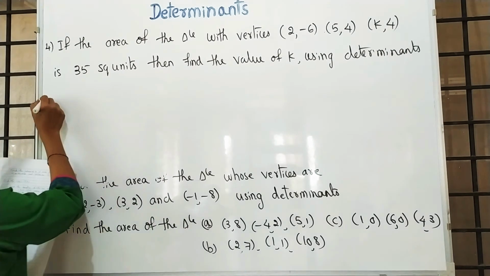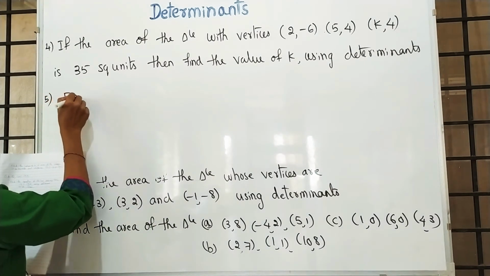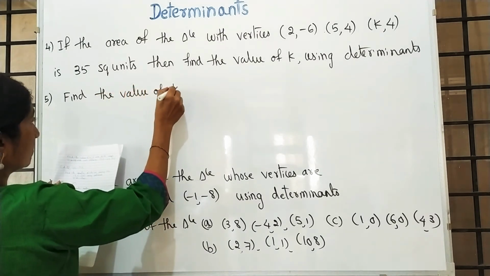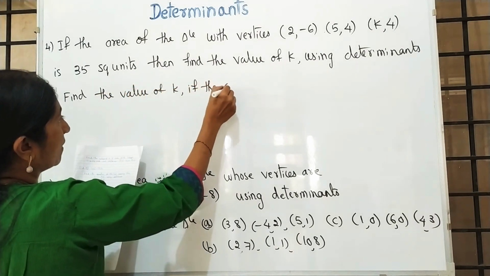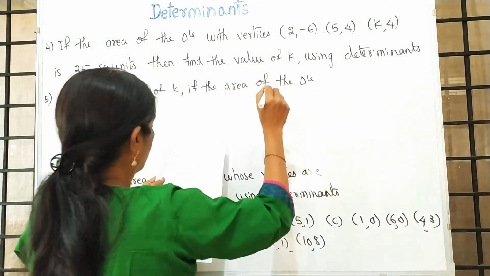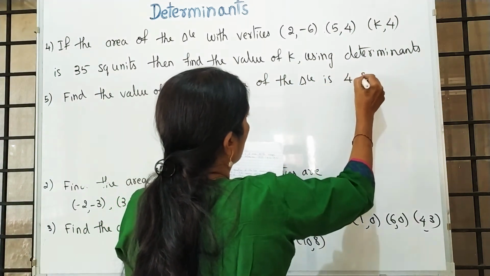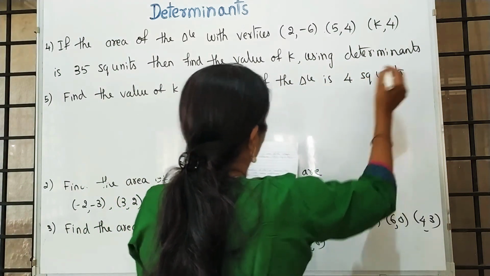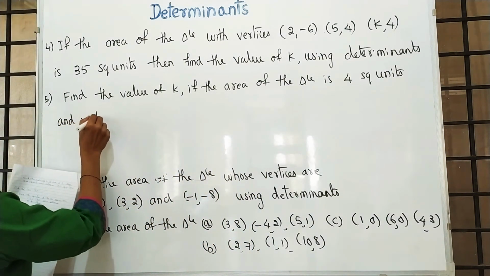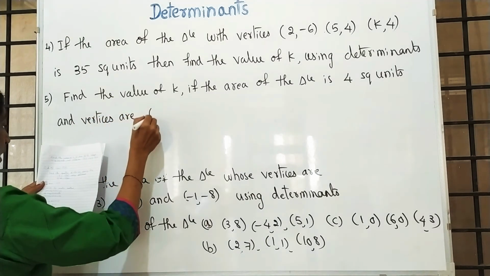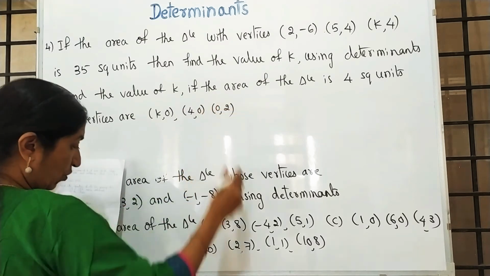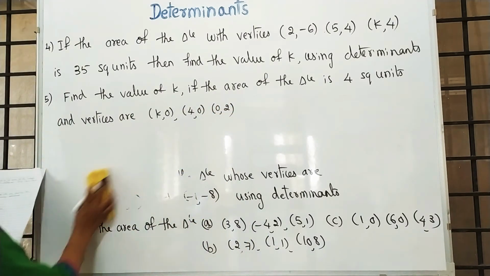Next question, same, in the same category. Find the value of k if the area of the triangle is 4 square units and vertices are k, 0, 4, 0 and 0, 2. Next, sixth one.